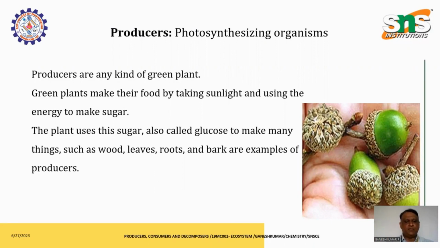The green plants make their food by taking the sunlight and using the water which is supplied from the soil, and they make it into a sugar, that is glucose. The plant uses this sugar, glucose, in many ways, and converts it into wood, leaves, roots, and bark. How does this happen? This happens due to a simple chemical reaction called photosynthesis. With the help of chlorophyll, sunlight, and water, they produce their own food.